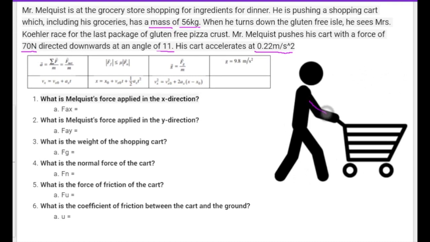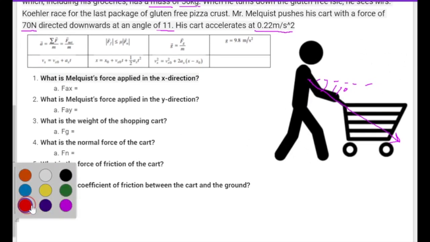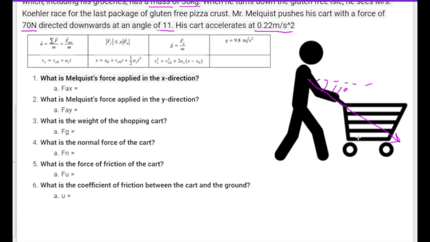So he's pushing down on this cart. So here's my downward push, and it says that it's at an angle of 11 degrees. So I'm going to draw that right here. Cool. We got some questions. Before we look at those, let's finish our free body diagram.